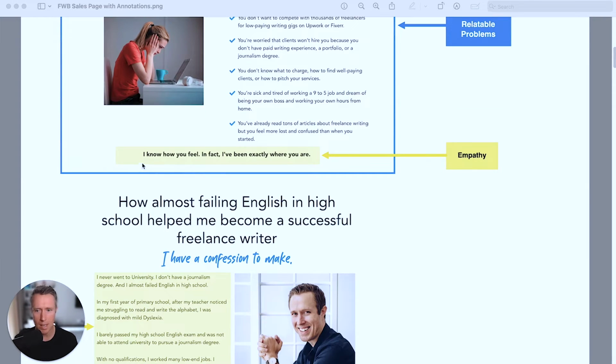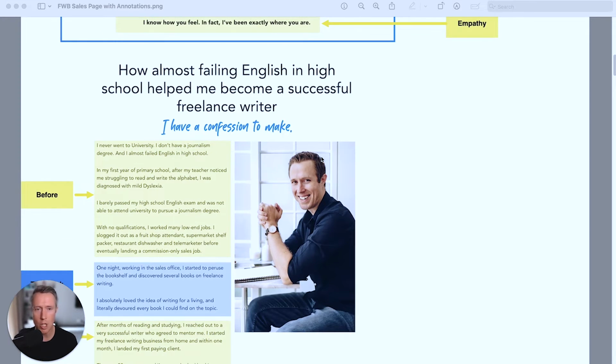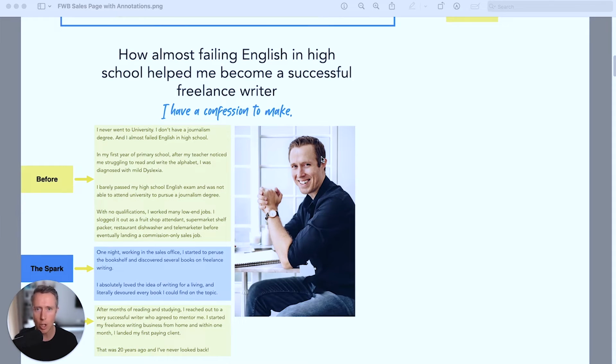Then I show empathy. I know how you feel. In fact, I've been exactly where you are. And then I relate to them and I share my own story. And that's in the next section. And I summarize the story into a compelling heading.